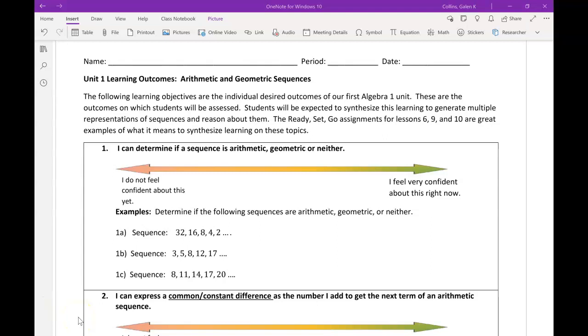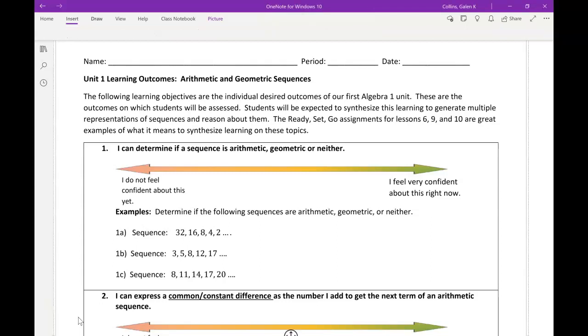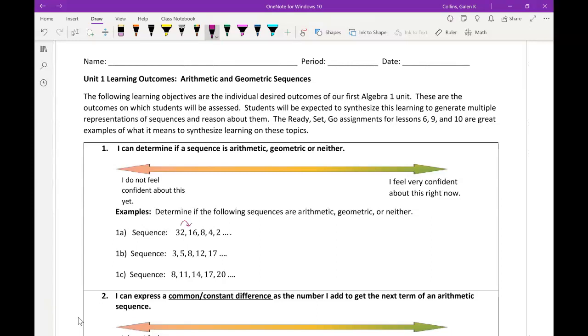All right, our first learning outcome is just whether we can determine if a sequence is arithmetic, geometric, or neither. And so I think we're probably feeling good about this by now. For that first sequence, as those terms are decreasing, each term is 1/2 the previous term. So you might see that as division by 2 or multiplication by 1/2. And we said if we notice a division or multiplication pattern, then we in fact have a geometric sequence. So I'm going to put a G there for geometric.